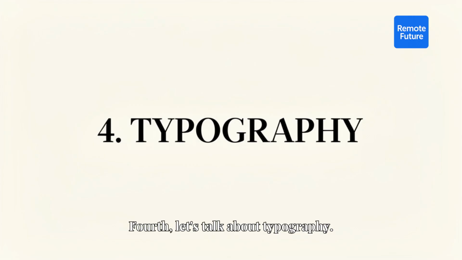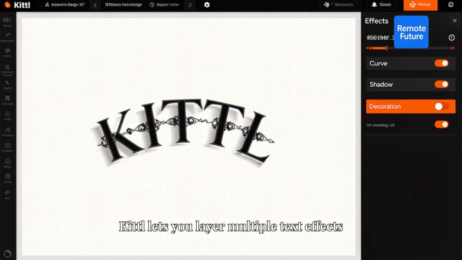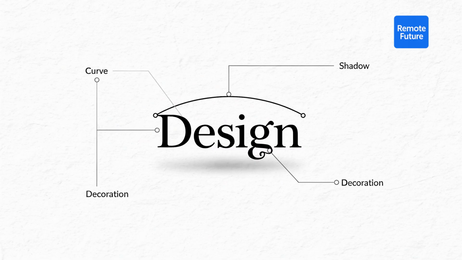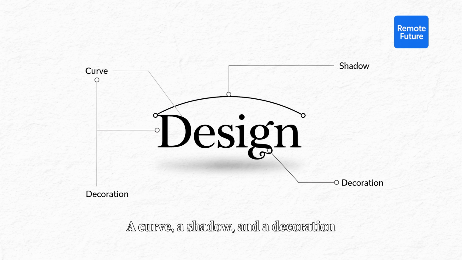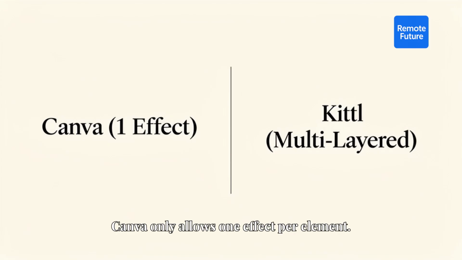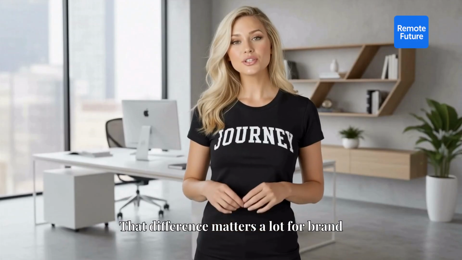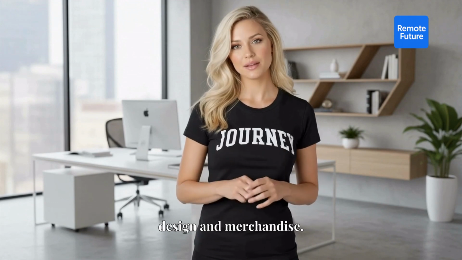Fourth, let's talk about typography. Kittl lets you layer multiple text effects on a single word at the same time. A curve, a shadow, and a decoration all at once. Canva only allows one effect per element. That difference matters a lot for brand design and merchandise.